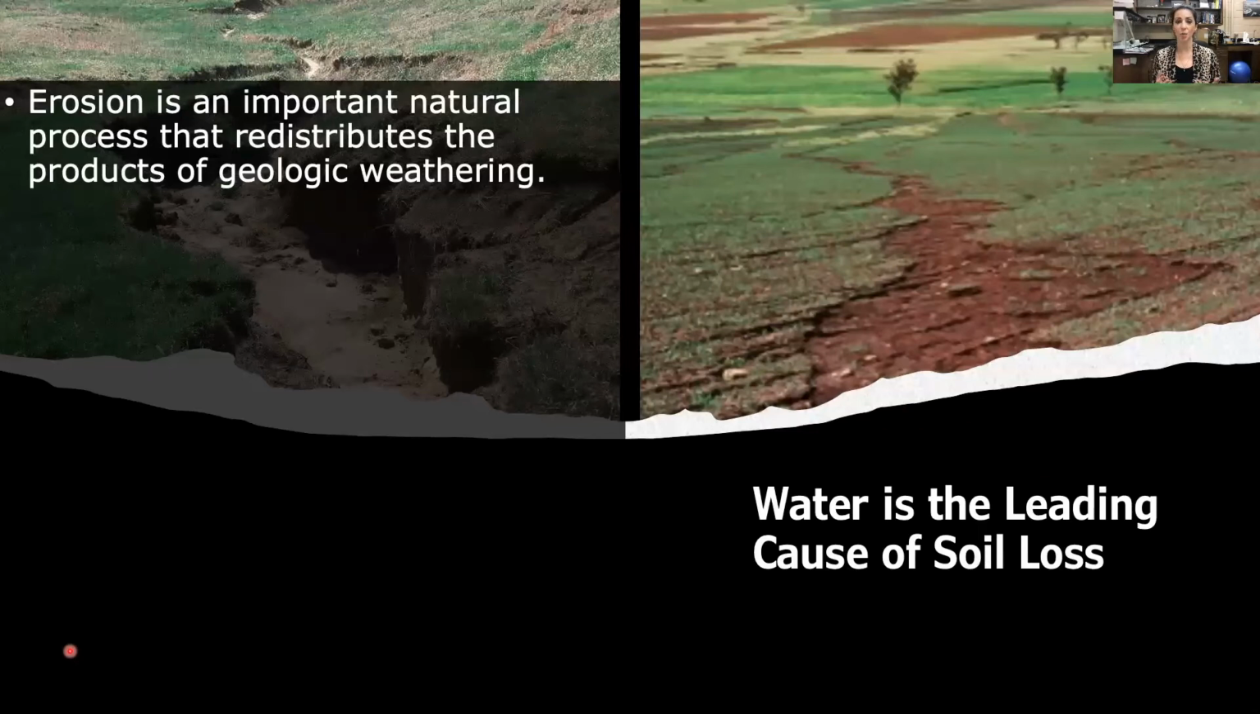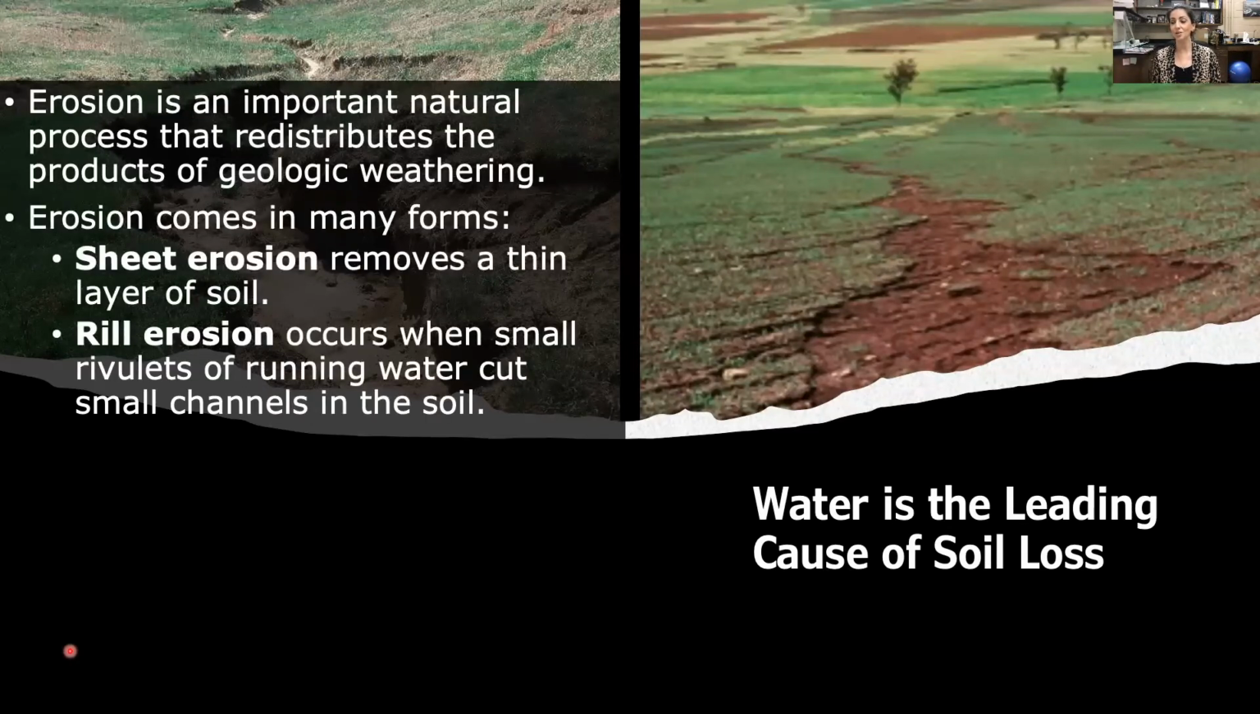And that's because water is a great erosive force. Erosion is an important natural process that redistributes the products of geological weathering. But when you concentrate the powers of erosion through the direct degradation of that soil, it's going to basically overdo it. Erosion comes in many forms.